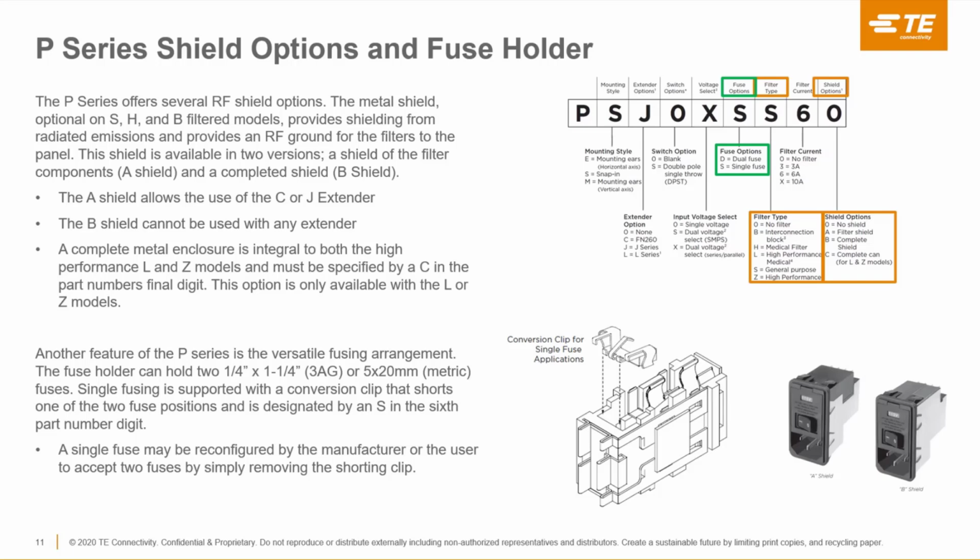fusing arrangement. The fuse holder can hold 2 1/4 inch by 1 1/4 inch or a 5 by 20 millimeter metric fuses. And then you can also, with the same fuse holder, single fusing is supported with a conversion clip that shorts one of the 2 fuse positions, and that's designated by an S in the 6th part number digit.